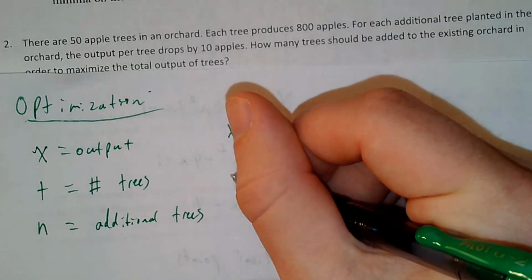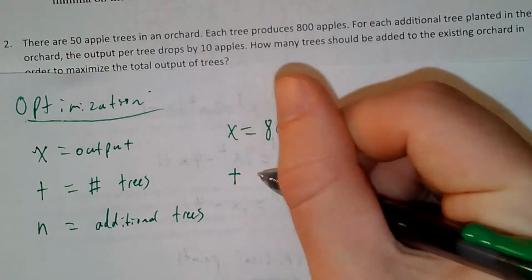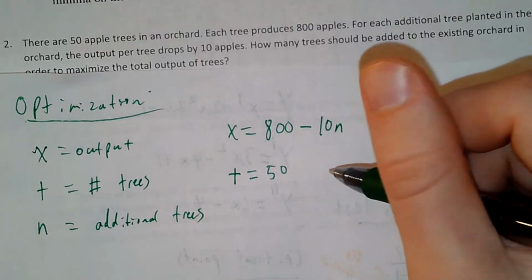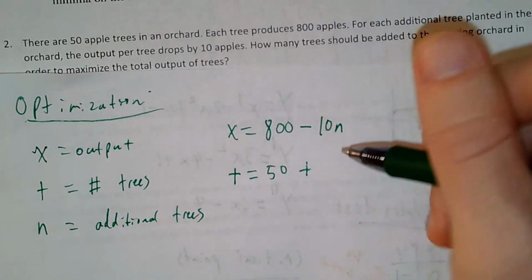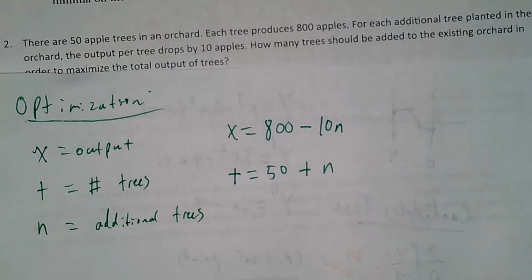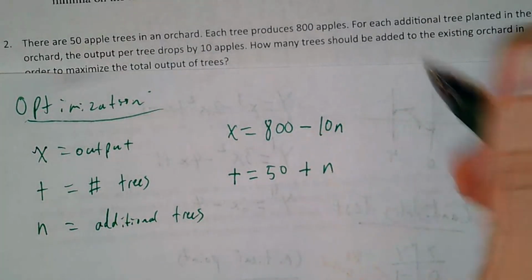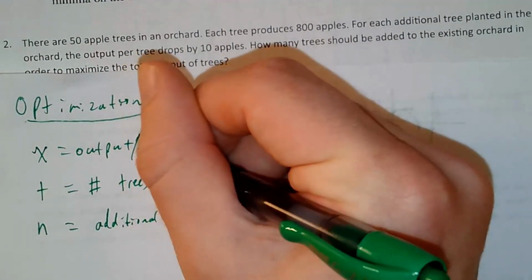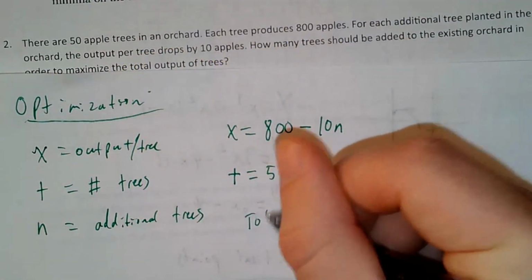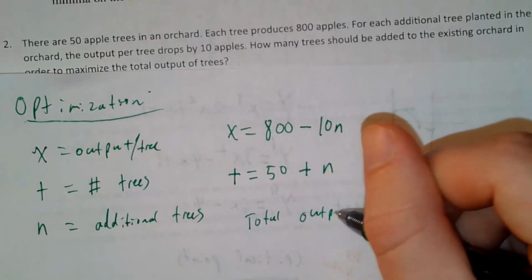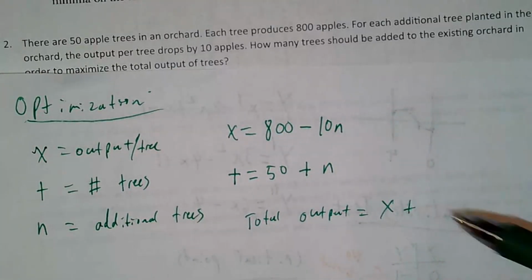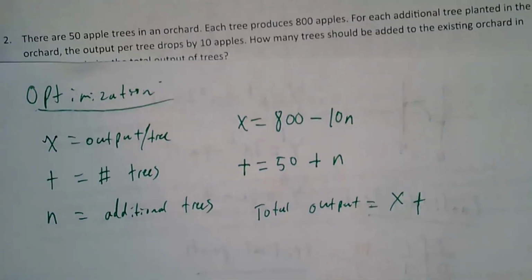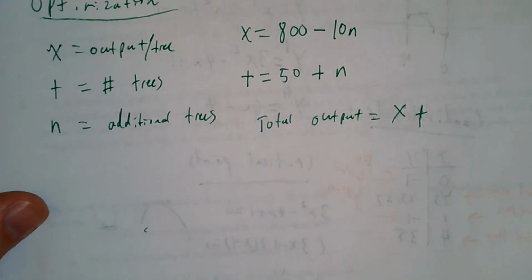And then my number of trees, total T, is going to be equal to that 50 I started with, plus any new trees I add. And then my total output, so this is kind of output per tree. Total output equals xt. These two multiplied together. The number of trees times the output per tree.